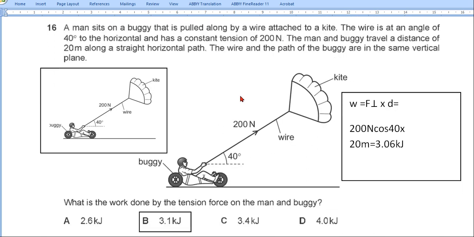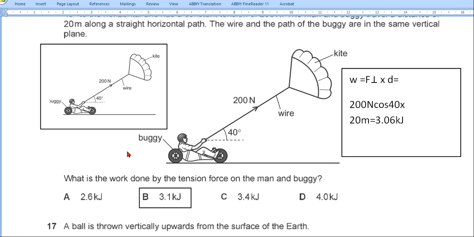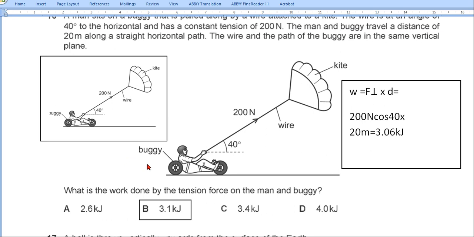Answer is C. A man sits on a buggy that is pulled along by a wire attached to a kite. The wire is at an angle of 40 degrees to the horizontal line and has constant tension of 200 Newton. The man and buggy travel a distance of 20 meters along a straight horizontal path. The wire and the path are in the same vertical plane. What is the work done by the tension force on the man and buggy?